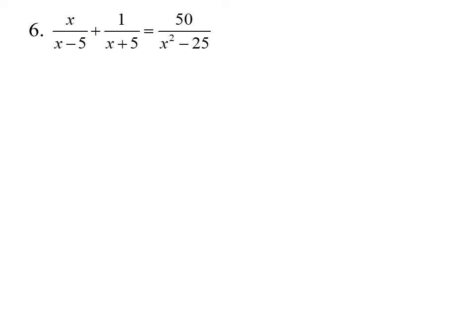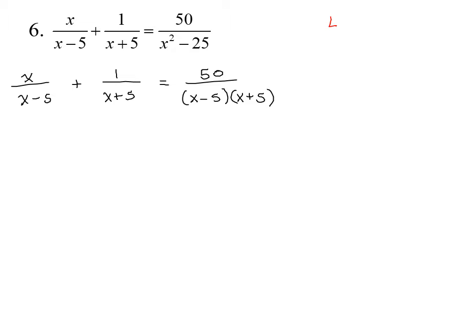Okay, let's try another one. So you might get one solution, you might get 2 solutions, you may not even get a solution. So let's see what happens here. Again, very much like the last one, we have an x on top. So we'll have the x over the x minus 5. That will not change. The 1 over the x plus 5. And the right-hand side will become 50 over x minus 5 and x plus 5.